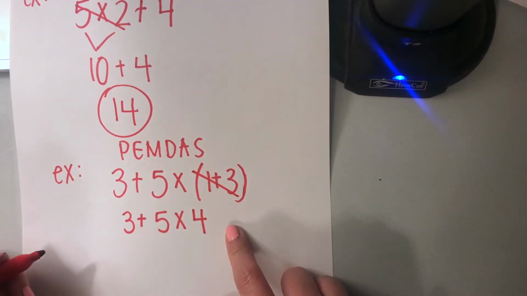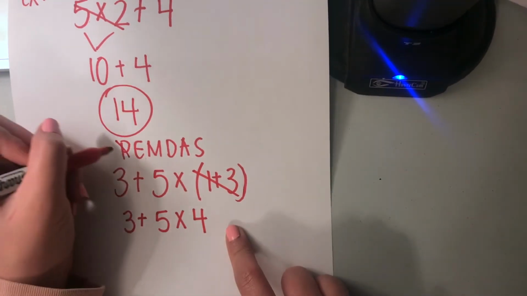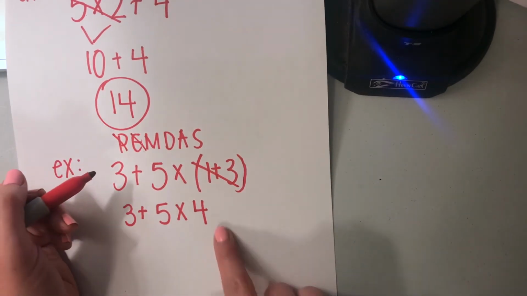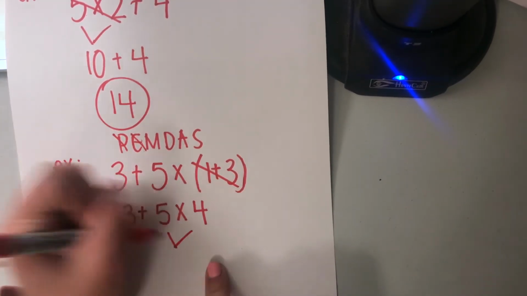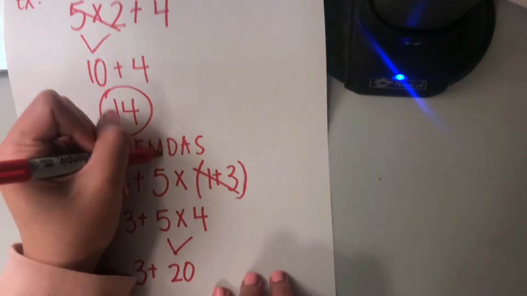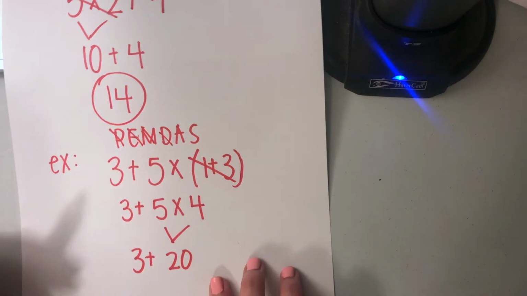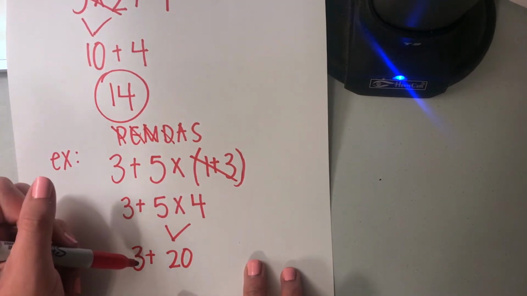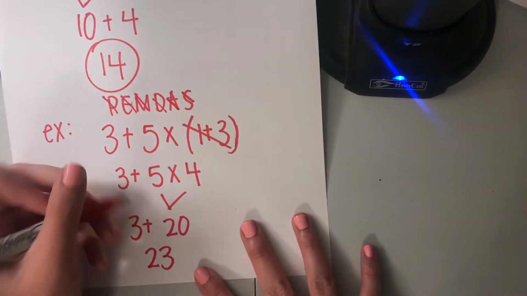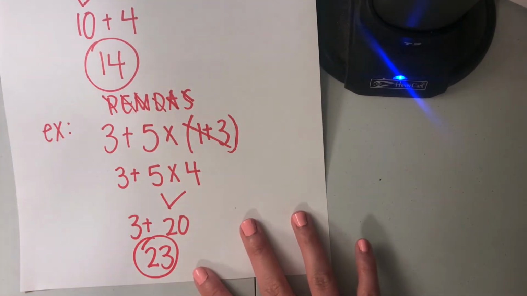I already did that. Next, I look for exponents. Do I have any exponents? No. Do I have any multiplication? Yes. So I do 5 times 4 is 20. Bring down my 3. Do I have any division? No. Do I have any addition? Yes. 3 plus 20, I get 23. And that is my final answer.